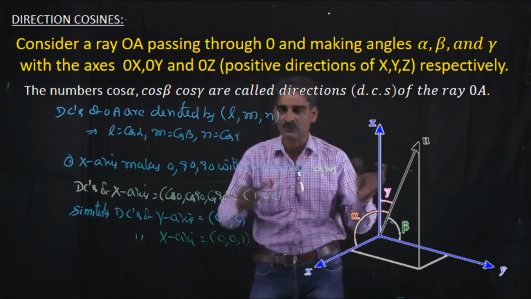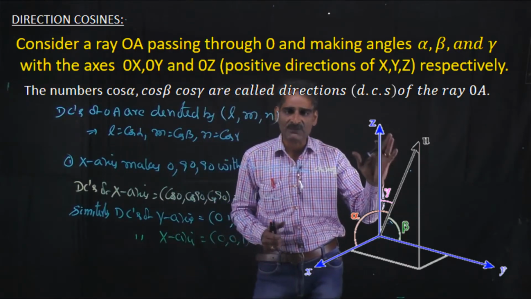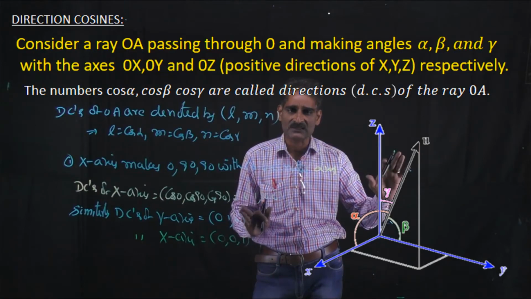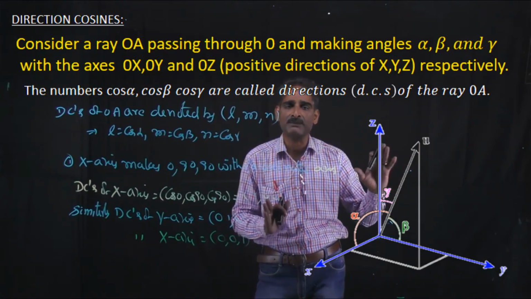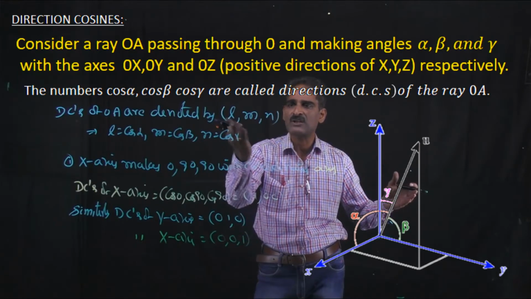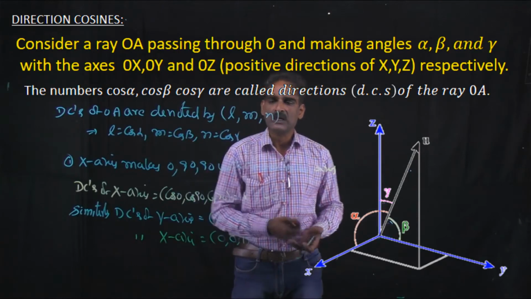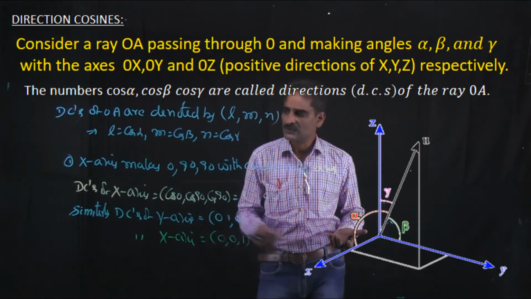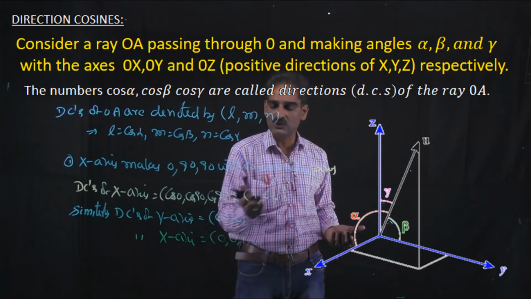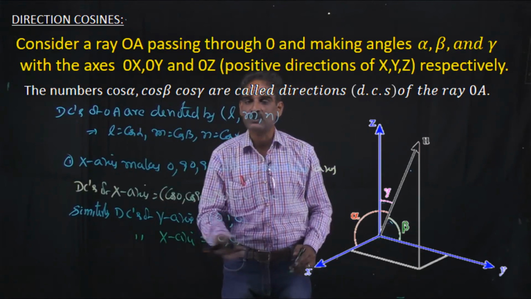We will discuss about that. Okay, is it clear? If a ray makes angles alpha, beta, gamma with 3 axes, then cos alpha, cos beta, cos gamma are called direction cosines. So generally these are denoted by L, M, N. L equals cos alpha, M equals cos beta, N equals cos gamma. That's it. The DCs of the x-axis are 1, 0, 0, y-axis DCs are 0, 1, 0, and z-axis DCs are 0, 0, 1. Right?